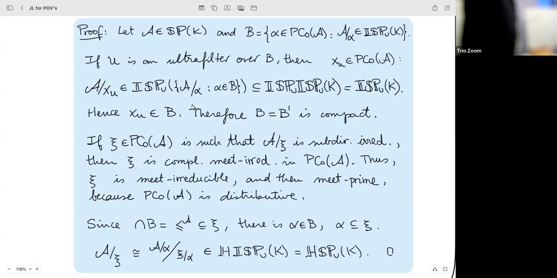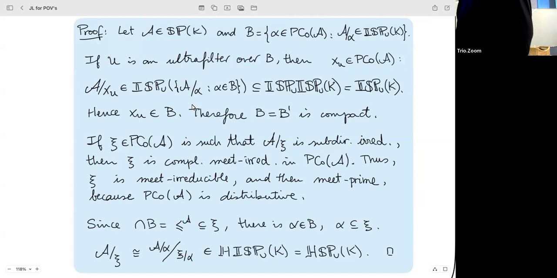If you take your partially ordered algebra, take your set B of all the precongruences so that a quotient belongs there. You take an ultrafilter, an arbitrary ultrafilter over B, then you can prove that XU belongs to this precongruence by the previous lemma. So this belongs to ISPU of all these algebras. All those algebras by our choice belong to ISPU, so you have ISPU of K, which is ISP. Therefore, this means that for every ultrafilter, this element already is in B, so B is equal to B prime. This means that this is compact, and that's the first part.